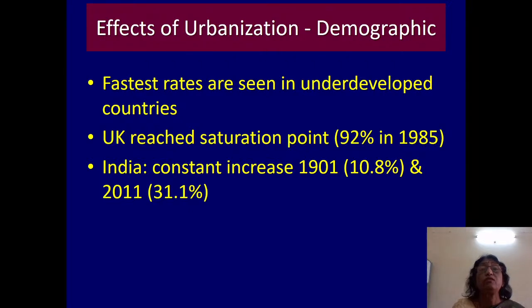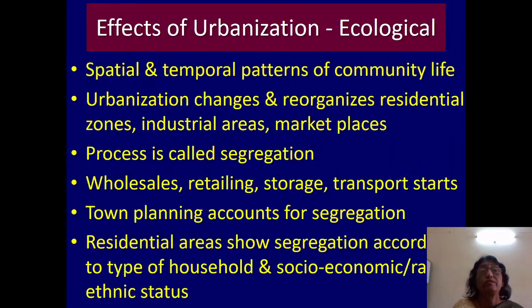Effects of urbanization. What are the demographic effects? Demo means people, the way people live. That is demographic. What is the effect? The fastest rates are seen in underdeveloped countries. Urbanization is going very fast. In the United Kingdom, 92% of them were living in urban areas in 1985 itself. In India, in 1901 it was 10.8%, but in the latest census, 2011, it is 31.1% documented.